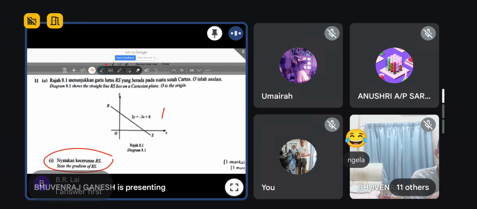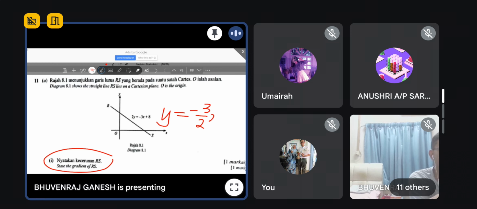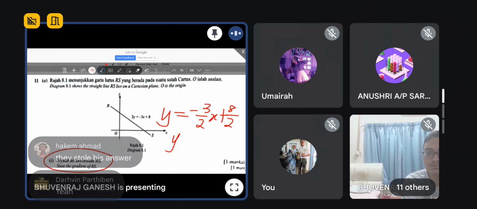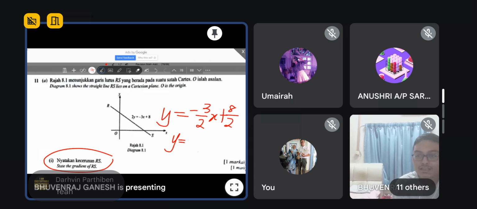Okay, so guys, when we find the gradient, we must arrange in y equals mx plus c. Okay, they stole his answer. Who is the his? Eh? Where Bowen answer first? Bowen never answer also.